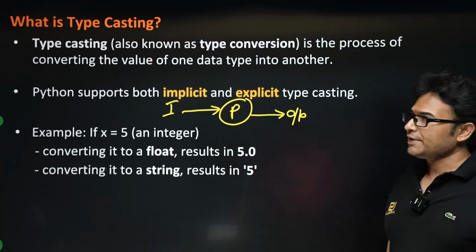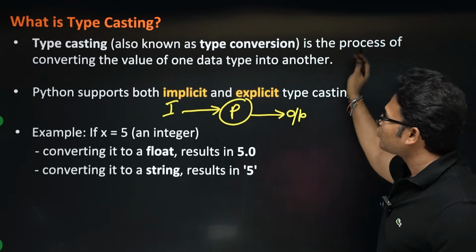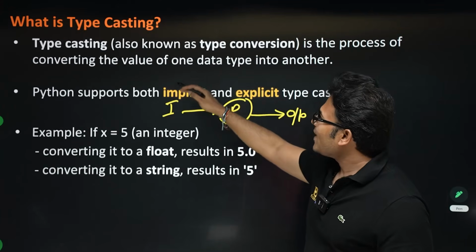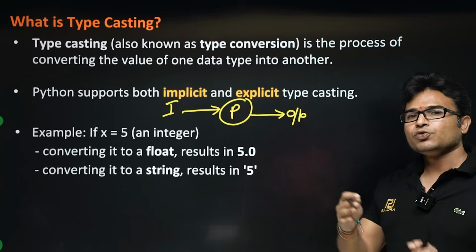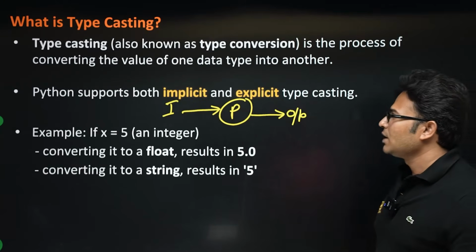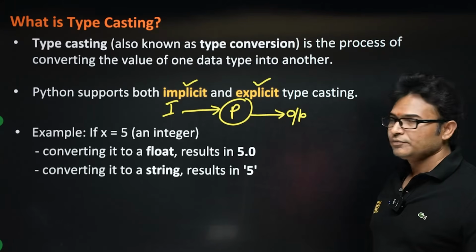That is called typecasting. So basically typecasting, also known as type conversion, is a process of converting the value of one type to another type, which means you can convert from float to int or into float, something like that. Python supports both implicit and explicit typecasting.